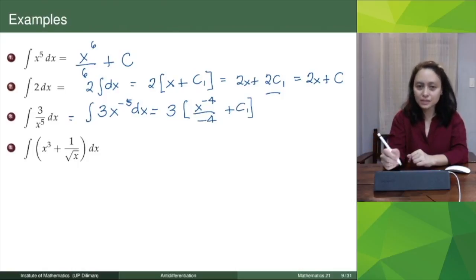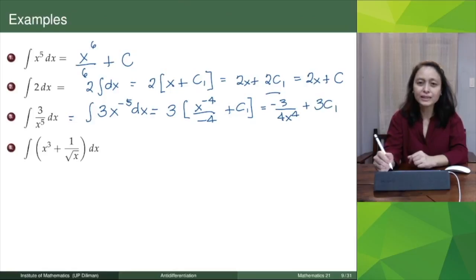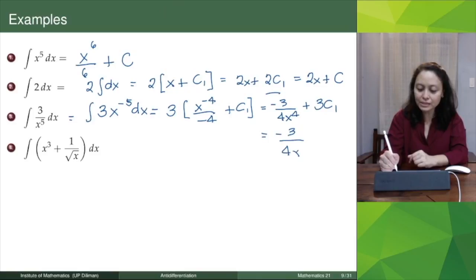Okay, again, if you distribute 3, you get negative 3 over 4. Yung x to the negative 4, ilagay na natin sa denominator, plus 3c1. But again, 3c1 is just a constant. So we can write this as negative 3 over 4x raised to 4 plus c. Okay, sorry, kita pa ba?